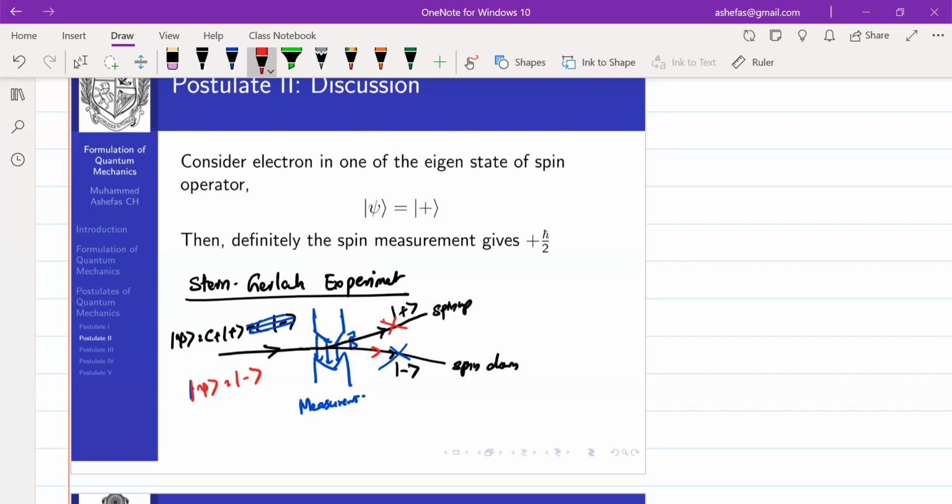As we have discussed earlier, suppose the system is in a superposition of both spin up and spin down. Then some electrons will go to spin up, that is the upward movement, and some electrons will move in the downward movement. We cannot predict which electron will move in the upward direction and which in the downward direction. Physically it happens, some electrons go to spin up and some go to spin down, but we are not able to predict which electron will move in which path. It is completely unpredictable.